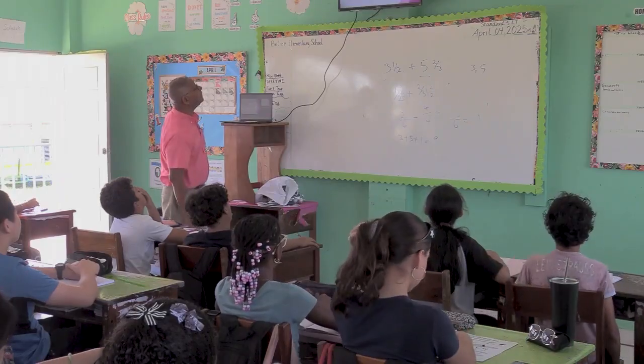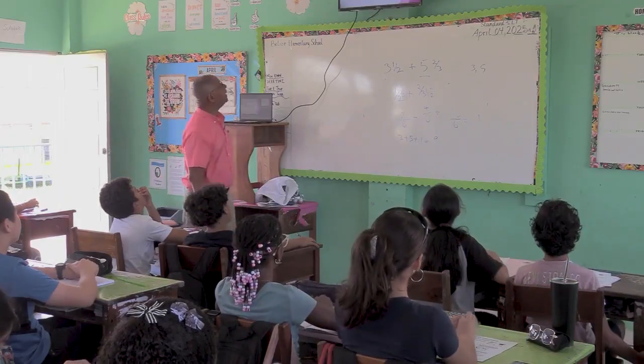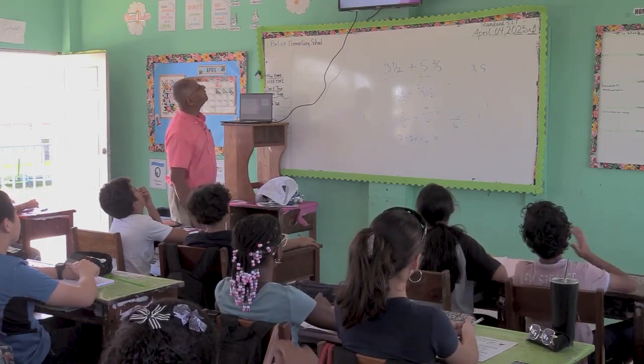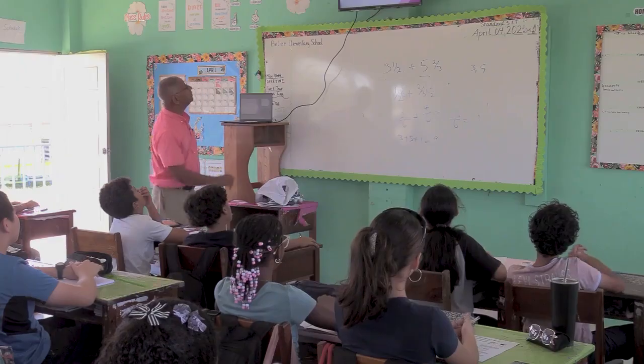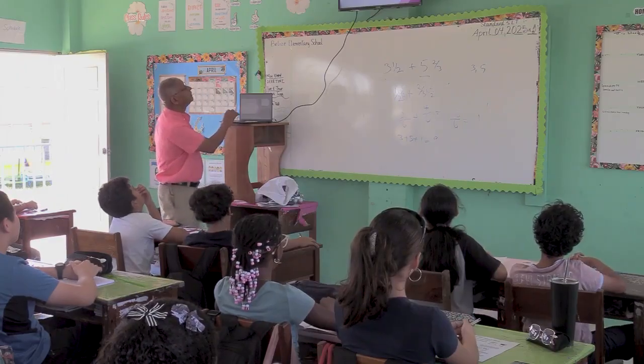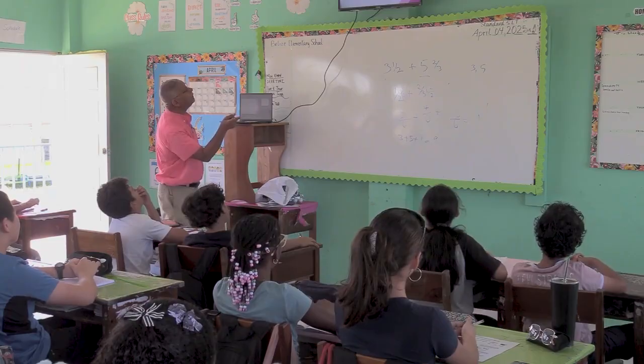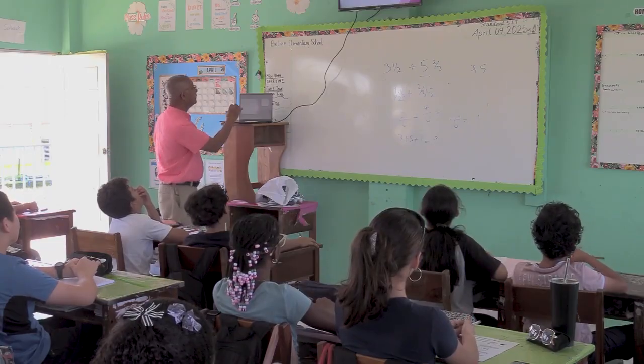Okay, they say the answer there is 9 and 1/6. 3 plus 5, and the remaining fraction is 1/6.